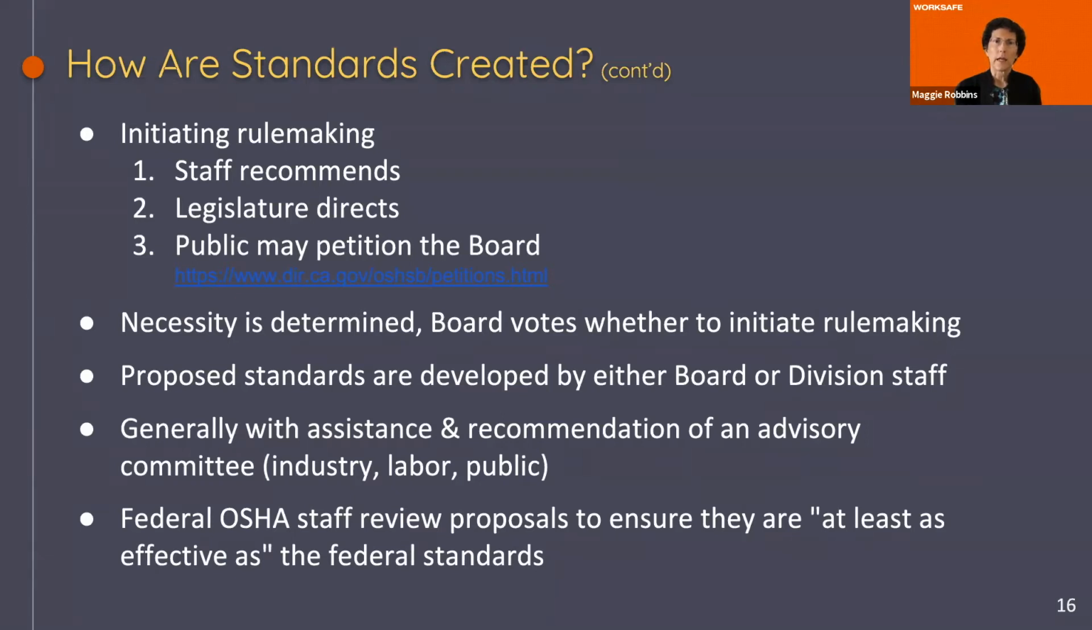In an area where they're putting a rule forward that relates to something that federal OSHA has a standard for, federal OSHA requires that a state standard be at least as effective as the federal one, so they will send proposals to OSHA for their review to get their determination on whether they think it is as effective as the federal rule.